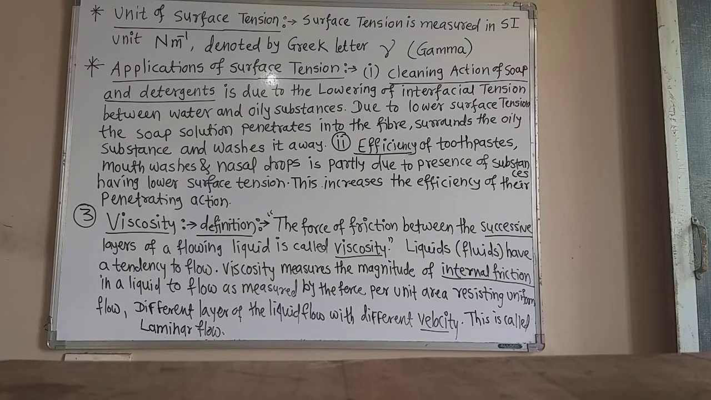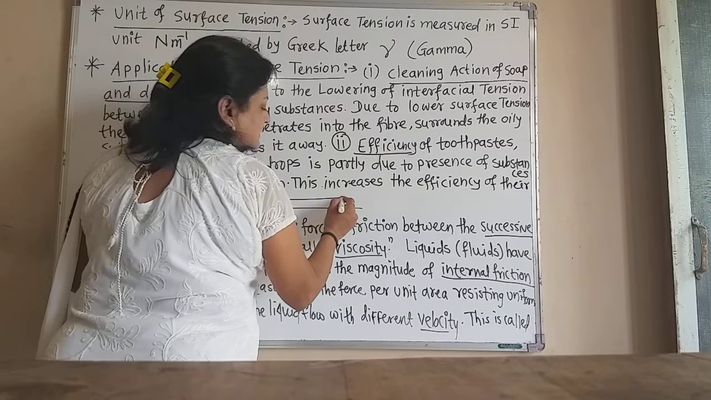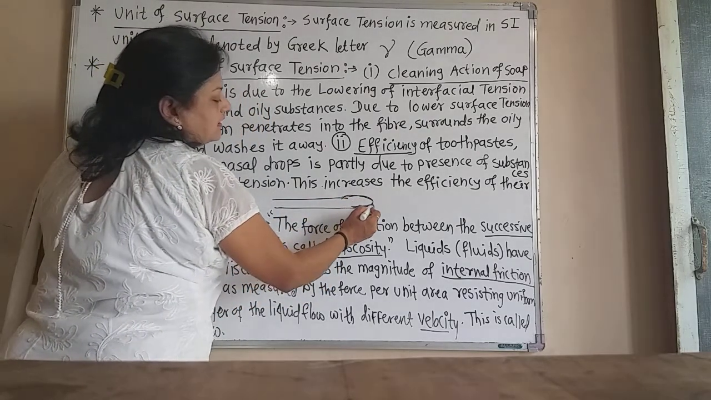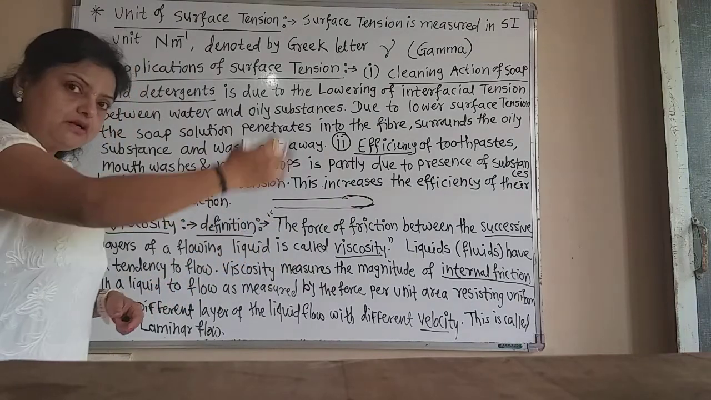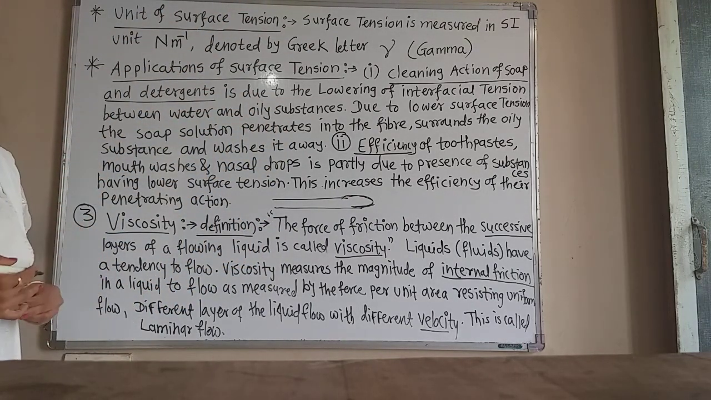And this is called laminar flow. That is the laminar flow. The flow of the liquid is always laminar. It flows in this way, that means the upper layers go faster than the lower layers, because their velocity is more than that of the lower layer. So this flow is called laminar flow.